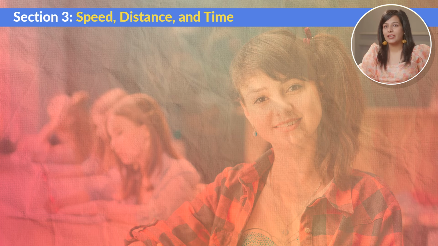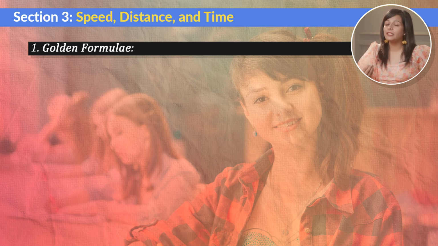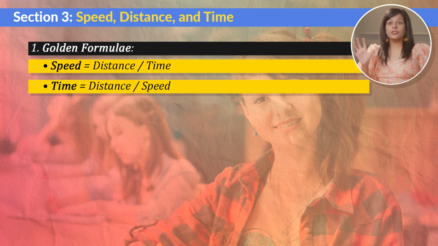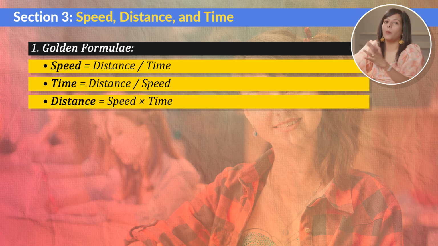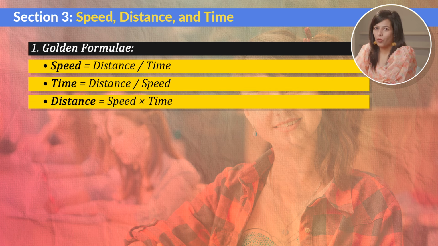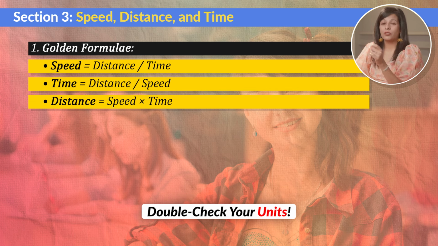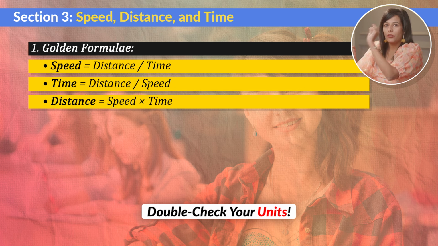Moving on, let's discuss speed, distance, and time. The golden trio of formulas is speed equals distance divided by time, time equals distance divided by speed, and distance equals speed multiplied by time. When solving these types of questions, always double check your units. Make sure everything is in the same format, either kilometers per hour or meters per second.